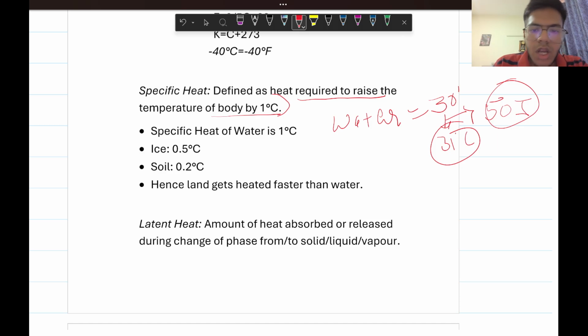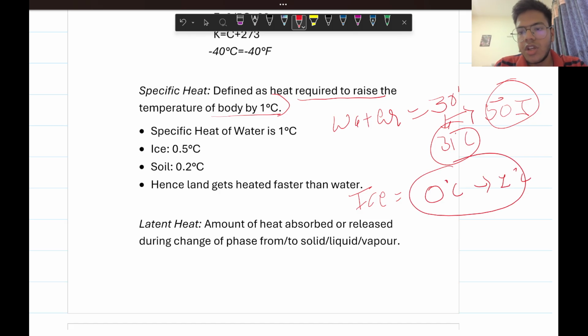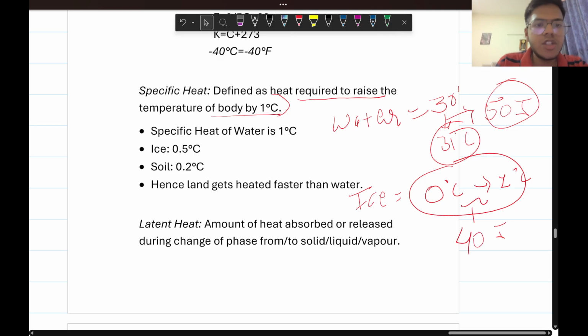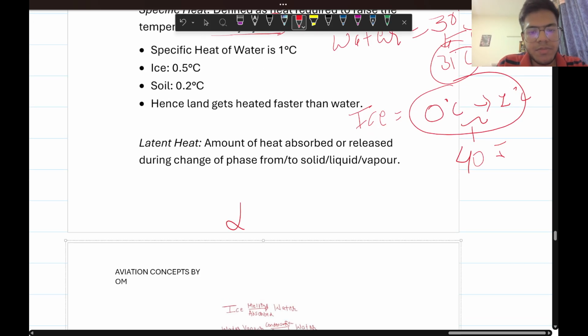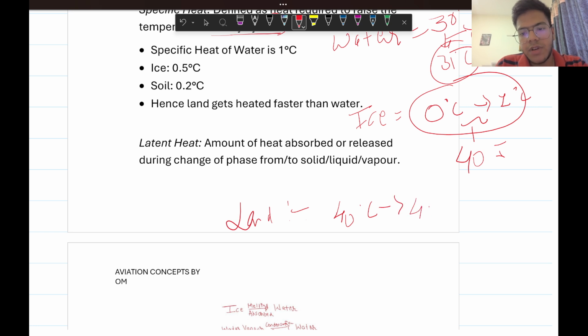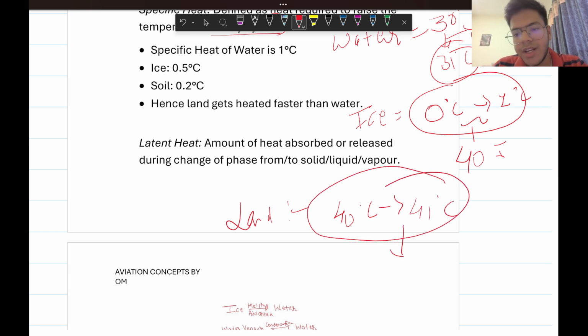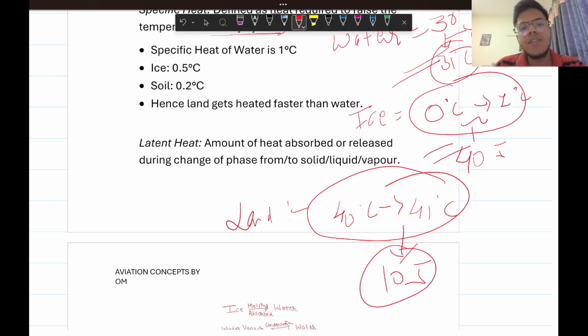Now suppose I have to increase the temperature of ice also from 0 degree Celsius to 1 degree Celsius. So how much heat do I require? I require 40 joules. But in the case of land, suppose I have to increase the temperature of a particular land. So suppose the temperature is 40 degrees Celsius here, I have to make it 41. So the amount of heat required is less than these two, water and ice, which is, suppose in this example, 10 joules. 10 joules only.